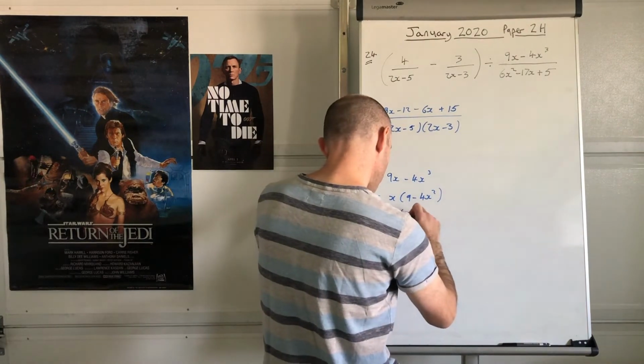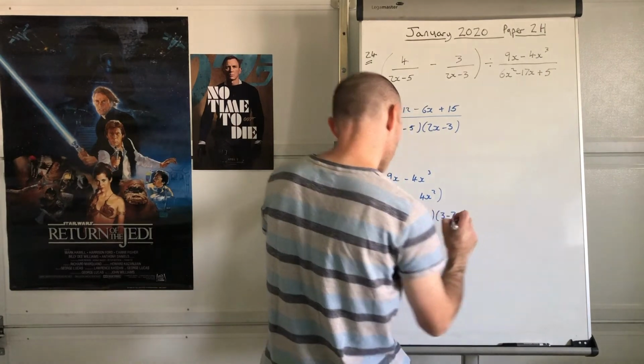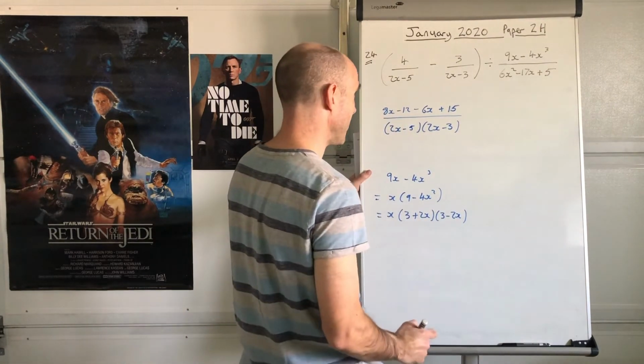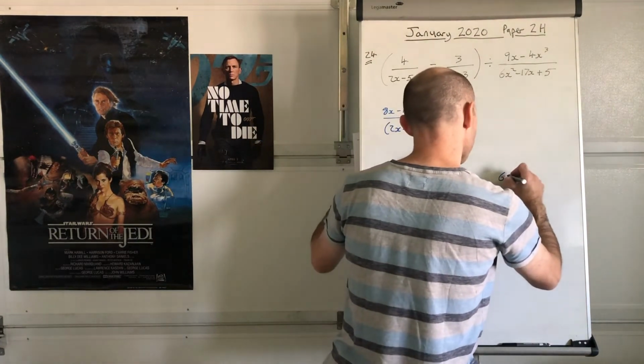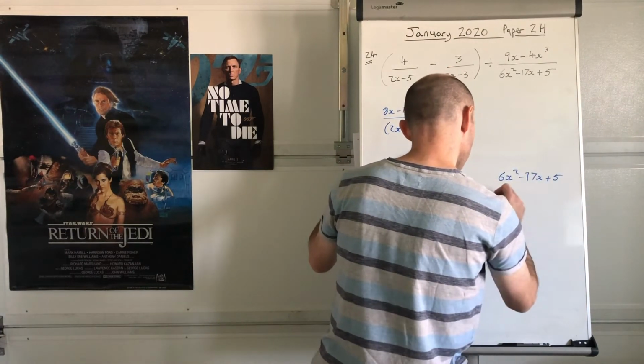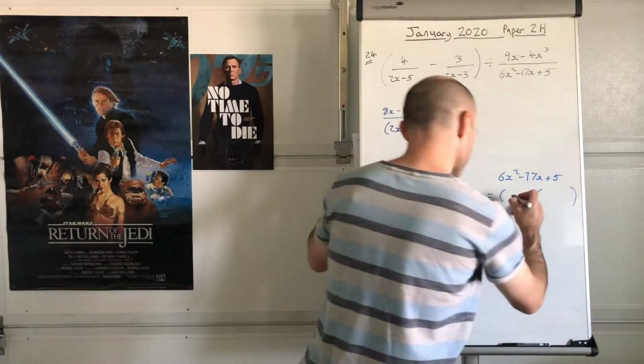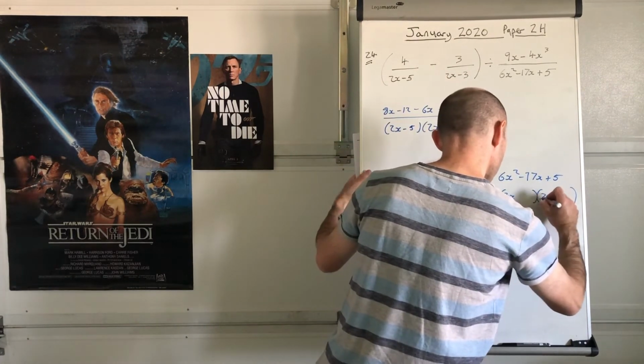So that gives you 3 plus 2x, 3 minus 2x. Okay. So that's that bit there. All right. And then the 6x squared bit minus 17x plus 5, that will factorise. That's probably a tricky one for you to factorise. Go for 3x and 2x.